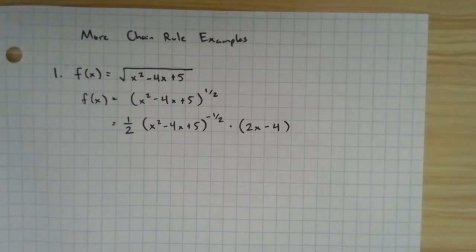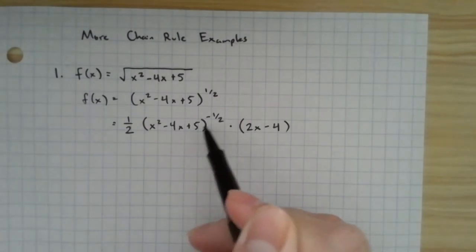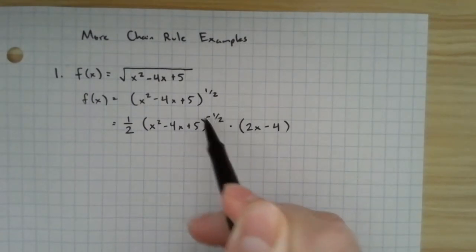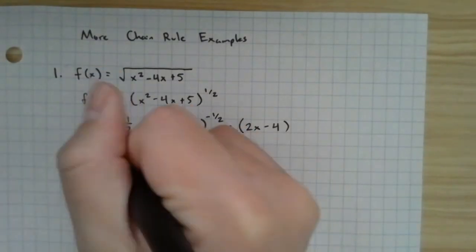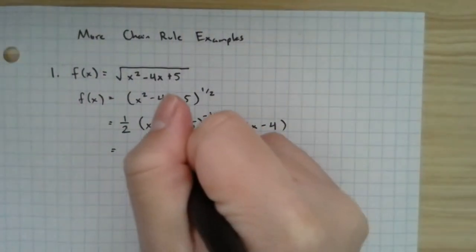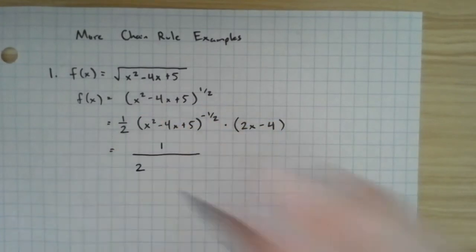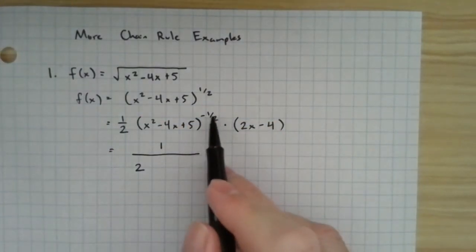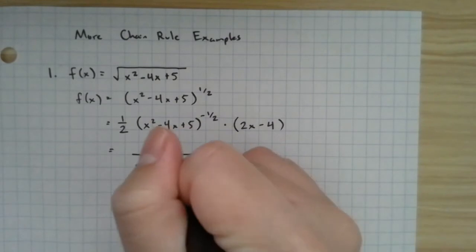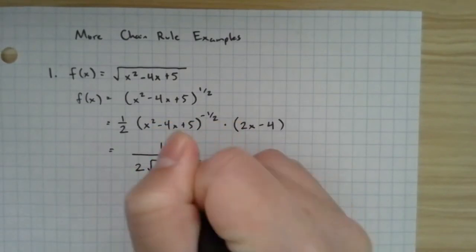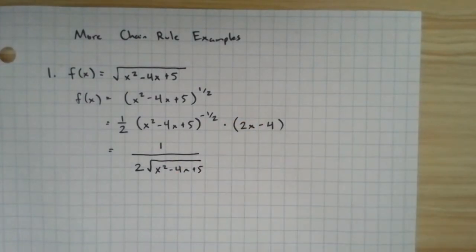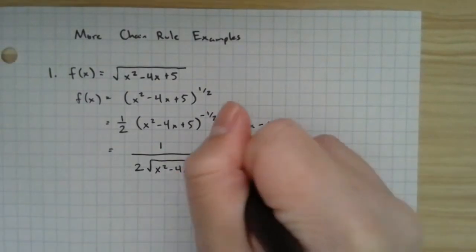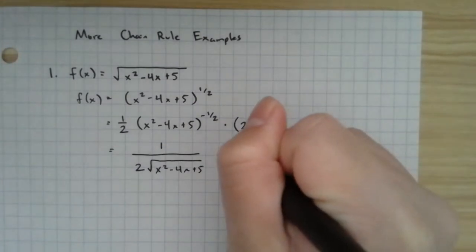And then what you want to do next is just clean it up a bit. So x squared minus 4x plus 5 to the negative 1/2, apply the negative exponent rule. That means you send it to the denominator. You already have a 2 in the denominator here, so this will be 1 over 2 times. And then I'm also going to convert it back into a radical. So then radical x squared minus 4x plus 5 and times 2x minus 4.